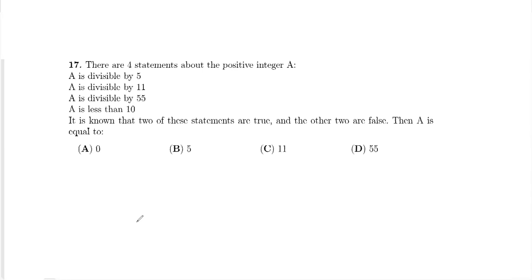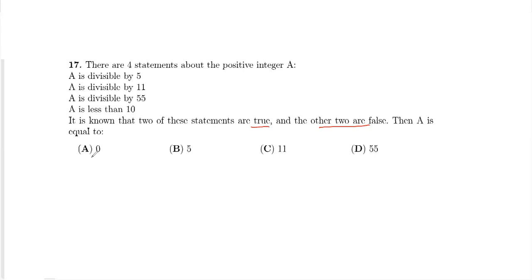Now let's read question number 17. There are 4 statements about the positive integer A. A is divisible by 5, A is divisible by 11, A is divisible by 55, A is less than 10. If it is known that 2 of these statements are true and the other 2 are false, then A is equal to. Now let's look at the options.